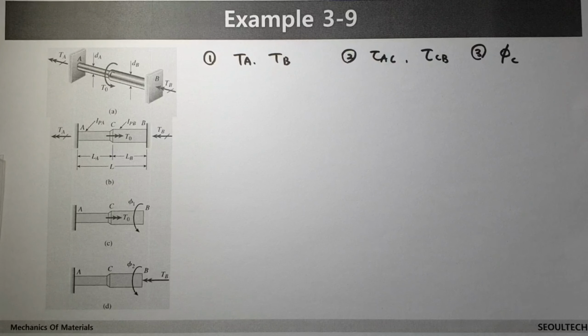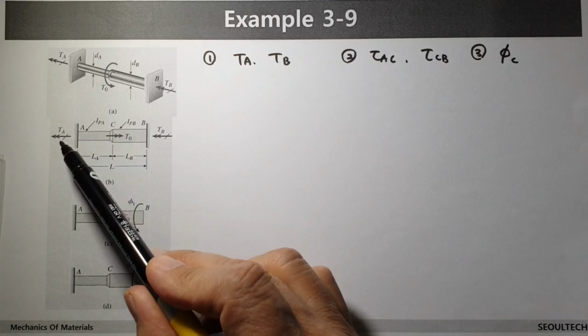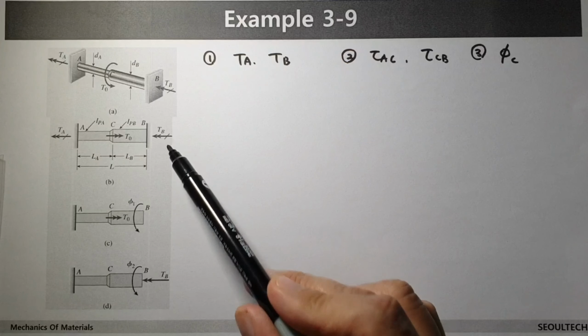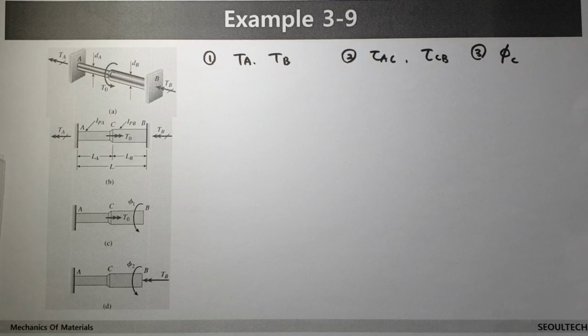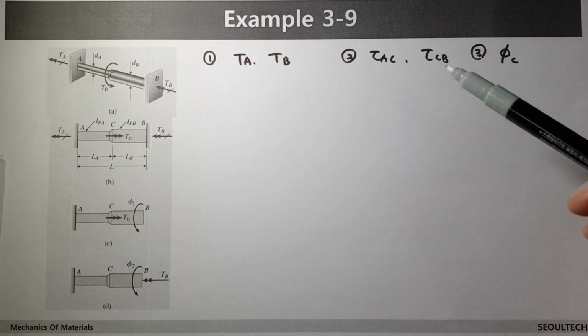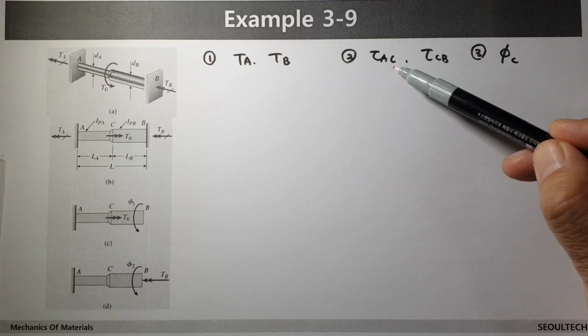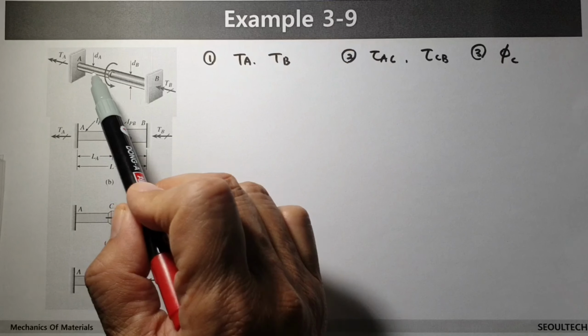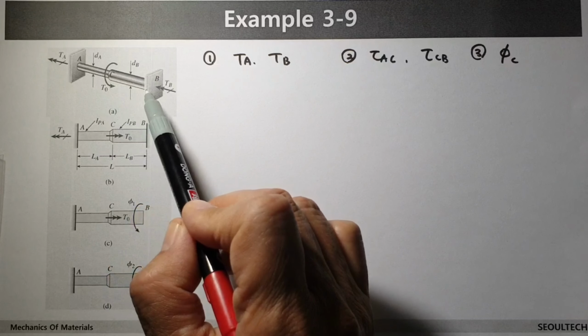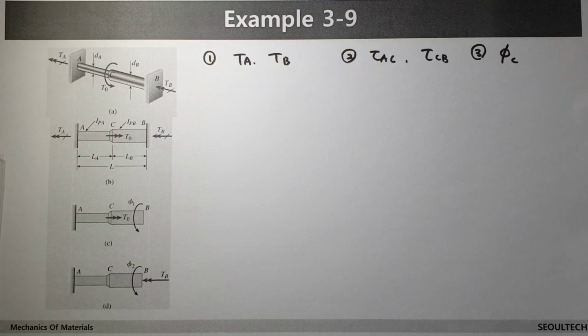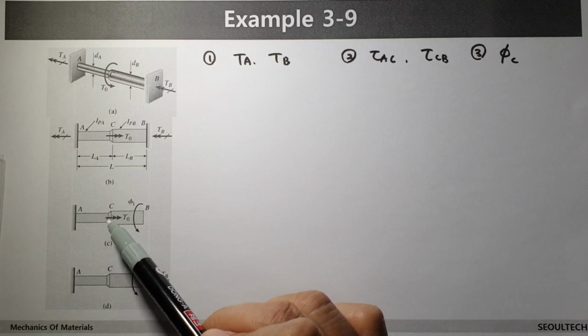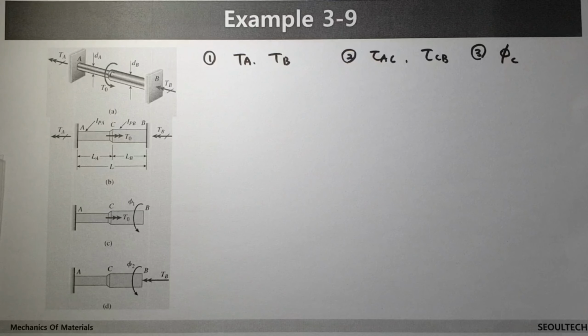Hi everybody, in this example we would like to calculate some values. First of all, we would like to know the reactional torque TA and TB in this case. And secondly, we would like to know the shear stress in the parts AC and CB. And finally, what's the change of rotation at this point C. That's our question. At first, let's think about the problem generally.